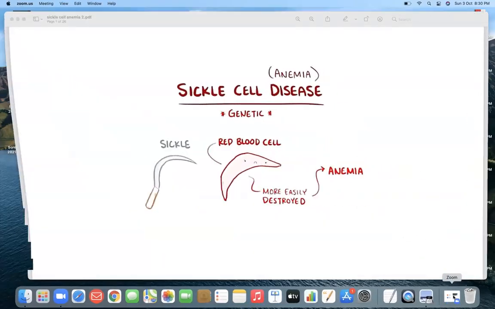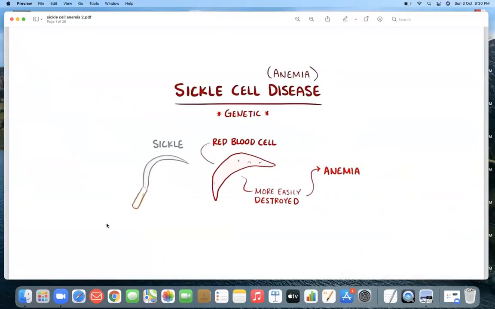Share. Okay, you can see the screen now. Yes. Hello, you can see the screen? Yes, you can see it.